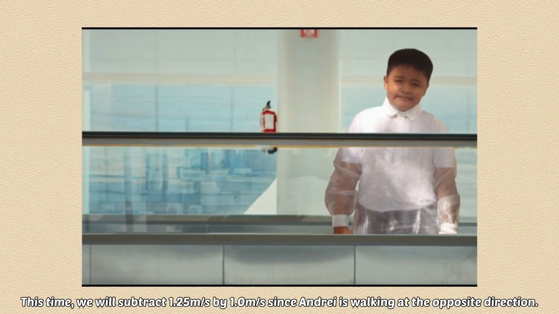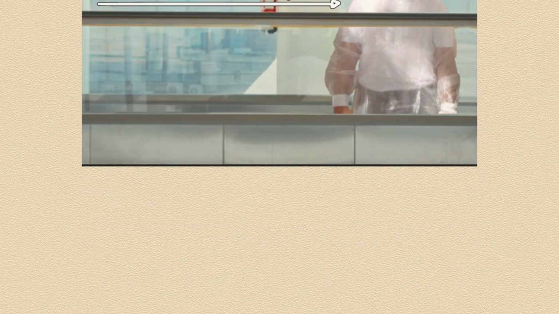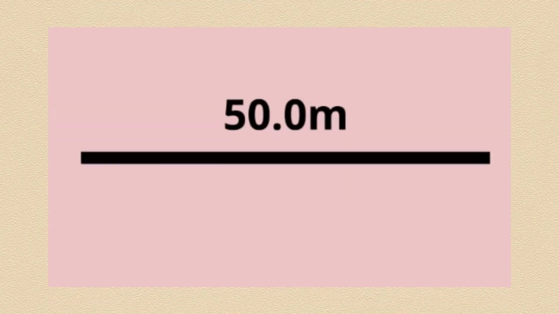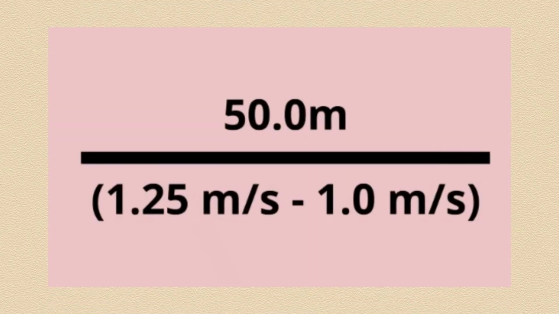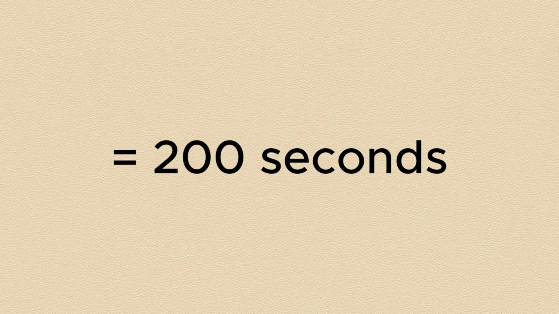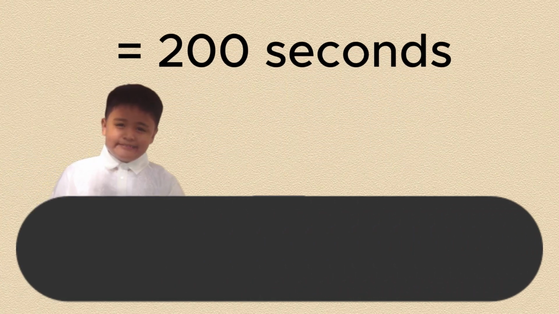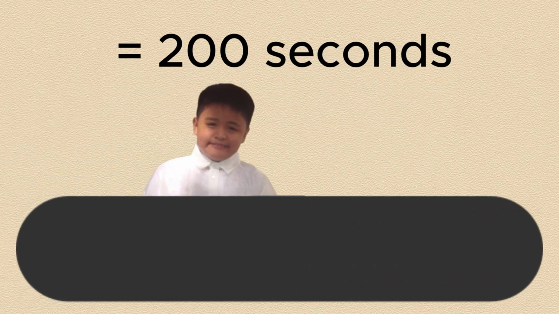This time, we will subtract 1.0 meters per second from 1.25 meters per second since Andre is walking in the opposite direction. So 50.0 meters divided by 1.25 meters per second minus 1.0 meters per second equals 200 seconds. Thus, it would take Andre a very long time to reach the other end of the moving sidewalk.